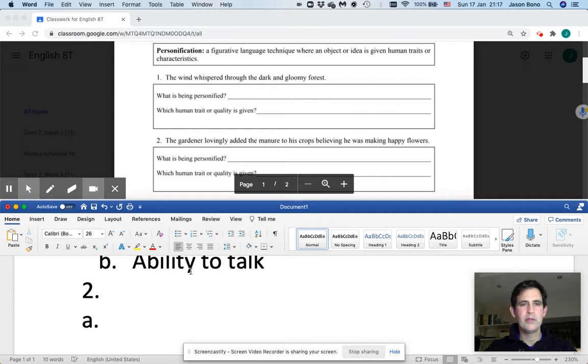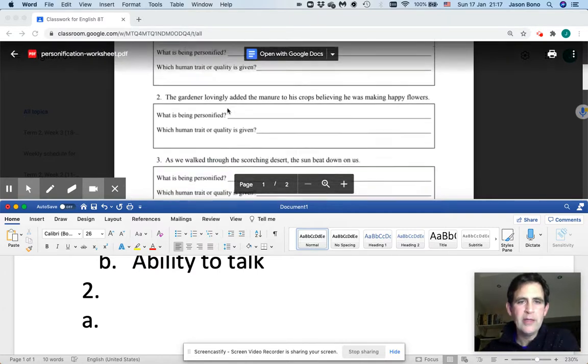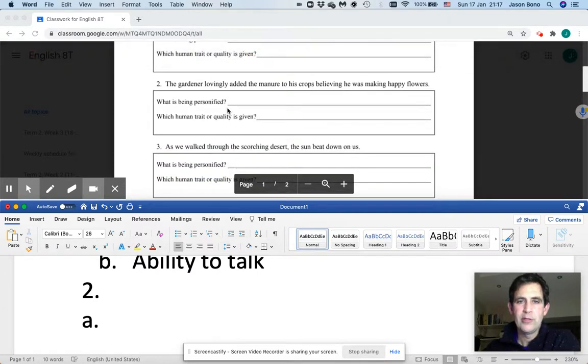2A. The gardener lovingly added the manure to his crops, believing he was making happy flowers. Now, what's being treated like a person here? If you said flowers, you are correct.